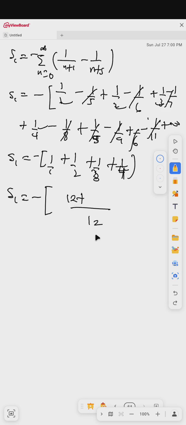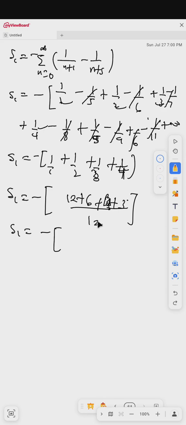Then 12 divided by 2, we have 6, multiplied by 1, we have 6. Plus 12 divided by 3, we have 4, multiplied by 1, we have 4. Then 12 divided by 4, we have 3, multiplied by 1, we have 3. Okay? So we're going to have S1 equal negative, then 12 plus 6 plus 4 plus 3. So that's going to give us 12 plus 6 plus 4 plus 3. That should give us 25.